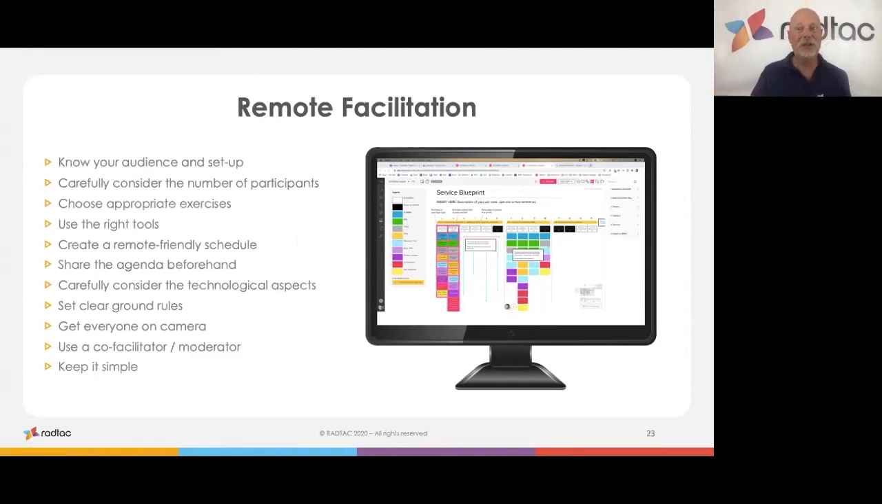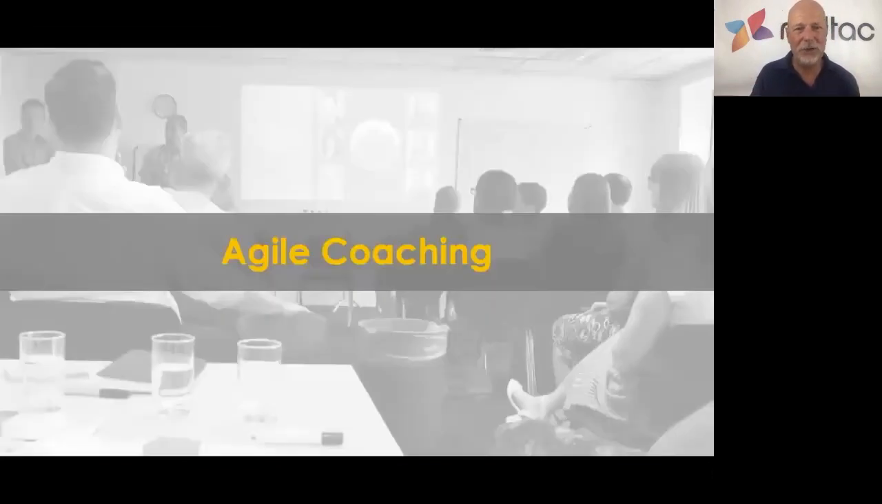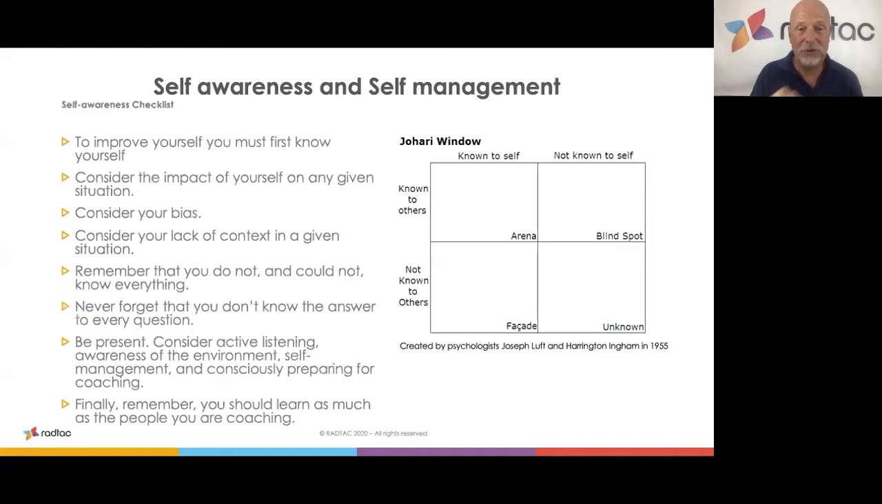But so, the amazing Scrum Master, we need to understand that we need to know how to facilitate remotely, and obviously there's lots of tools out there nowadays which weren't there 5 or 10 years ago, but there's lots of tools out there nowadays that can help us do that. So that's facilitation. Agile coaching. Let's have a look at a little bit about agile coaching.